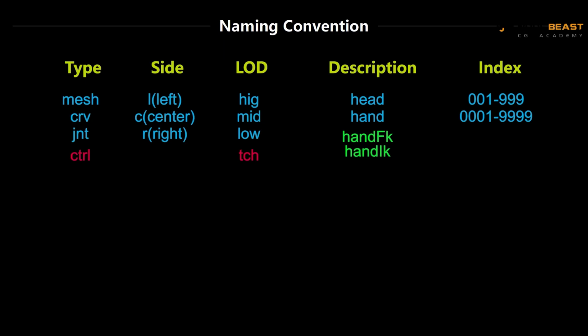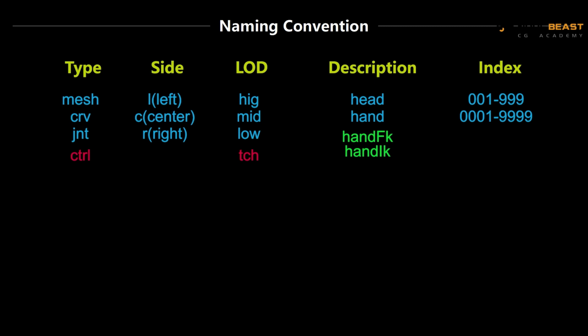We'll use capitalization to separate each word. In this course, we'll use double underscores to connect each section. Then inside each section, if we need more detail, we can use single underscores. For example, the side part says something like left top.